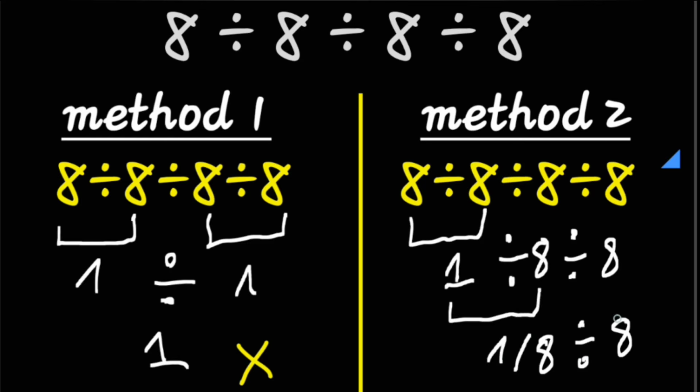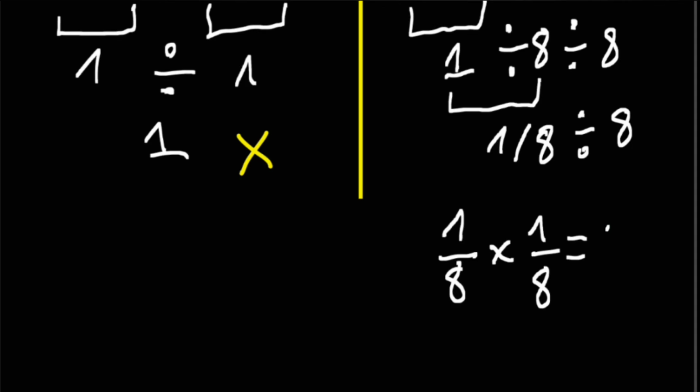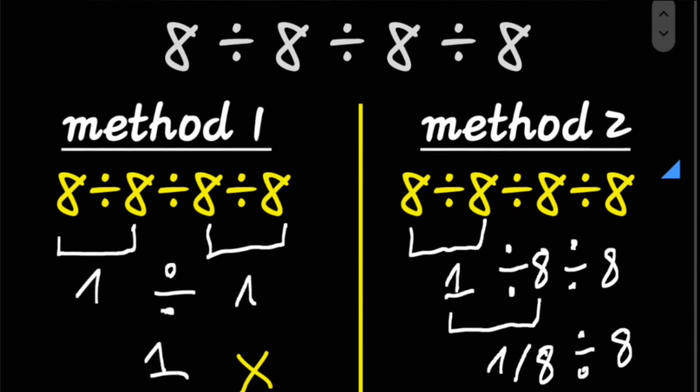Step 3. The final step. 1/8 divided by 8 is the same as 1/8 times 1/8. This equals 1/64. So the correct answer is not 1, but 1/64. The key takeaway is that division is not commutative. The order matters. Remember, when dealing with consecutive divisions, always work from left to right.